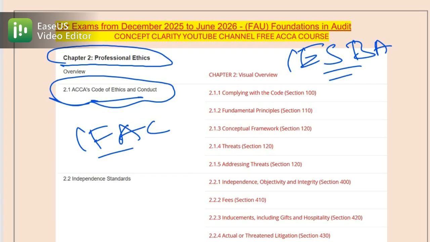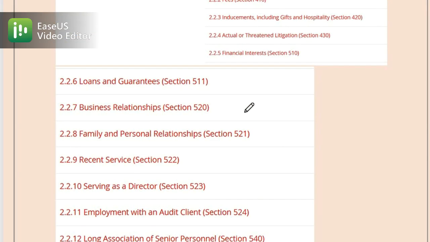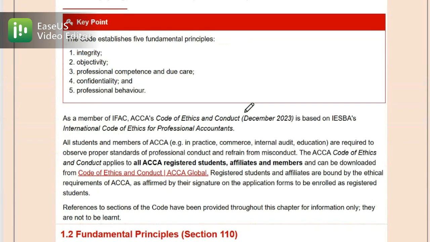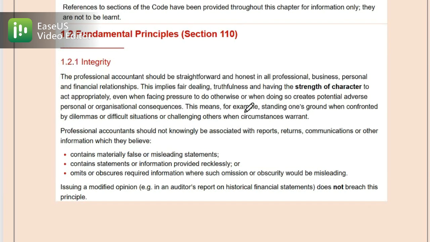Clear? Now here we have section number 1. In this section, we have the 5 fundamental principles, and we will discuss all of these one by one. The code establishes 5 fundamental principles, and these are the foundation of everything. You have to learn these 5 because the entire chapter builds on top of them.